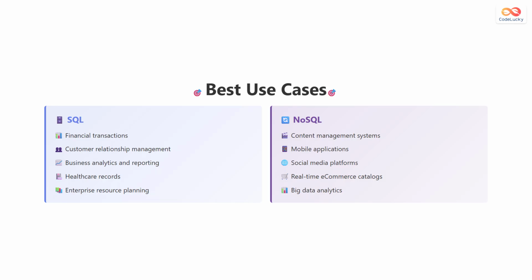NoSQL, on the other hand, is perfect for content management systems where content types vary widely. Mobile applications benefit from NoSQL's flexibility and speed. Social media platforms use NoSQL to handle billions of posts and interactions in real time. Real-time e-commerce catalogs need NoSQL's speed to update thousands of product listings simultaneously. Big data analytics relies on NoSQL's ability to process massive volumes of diverse data quickly.